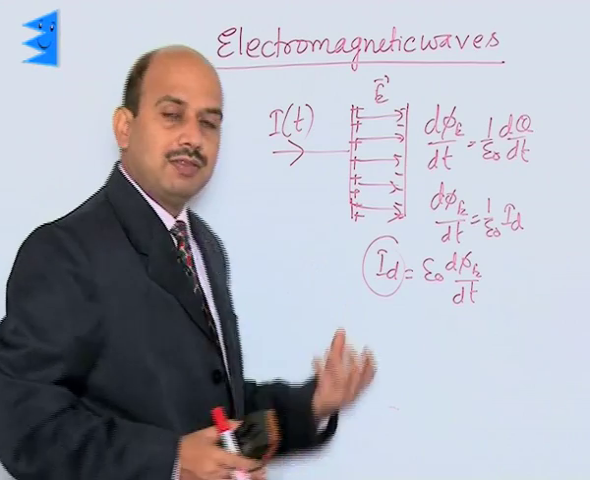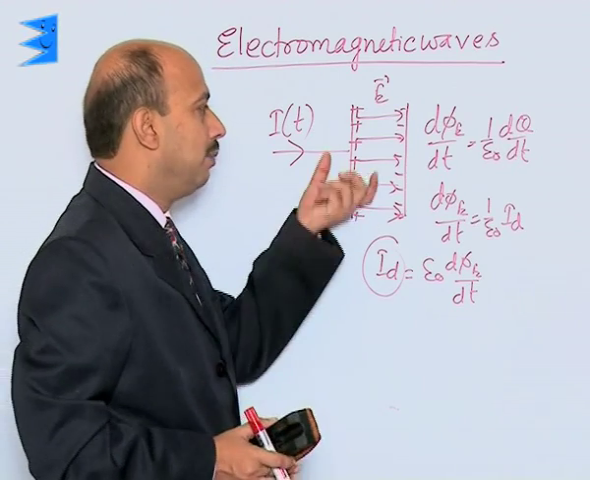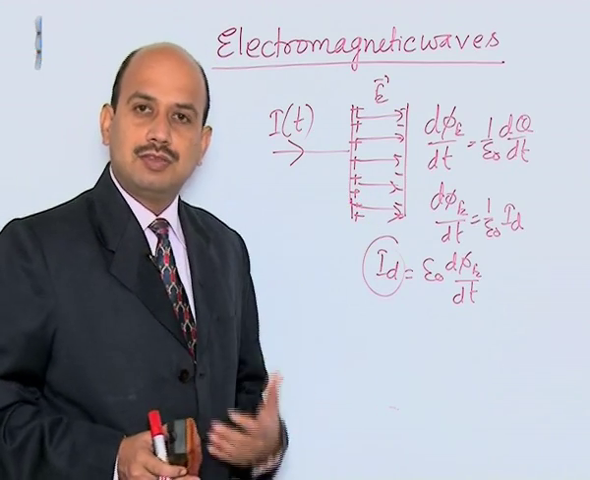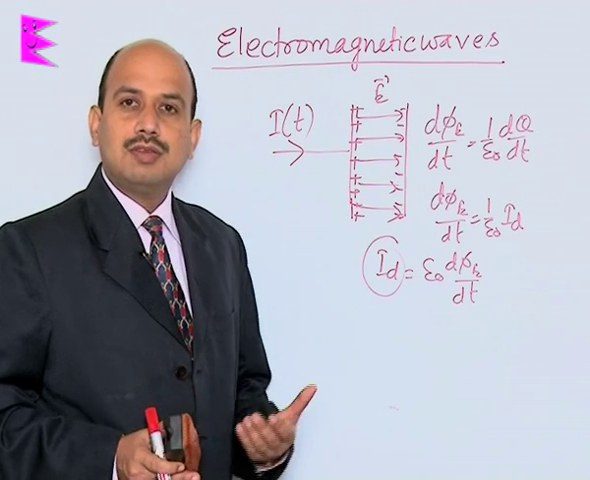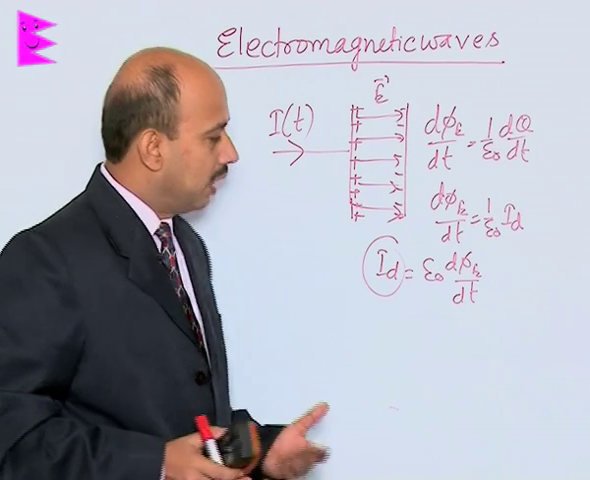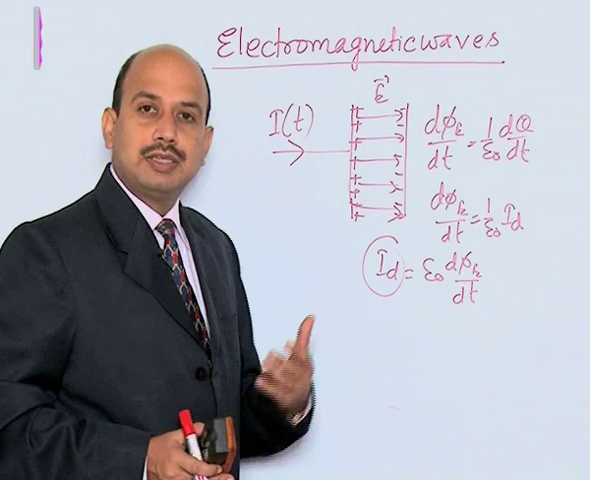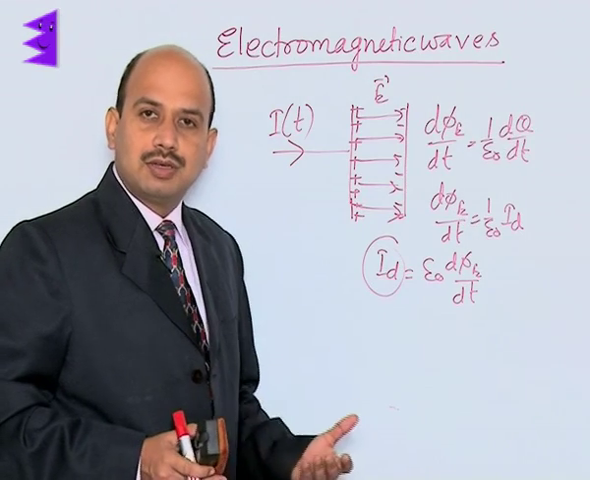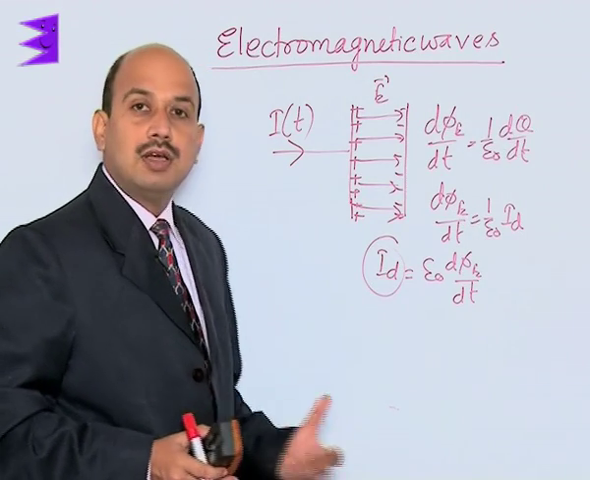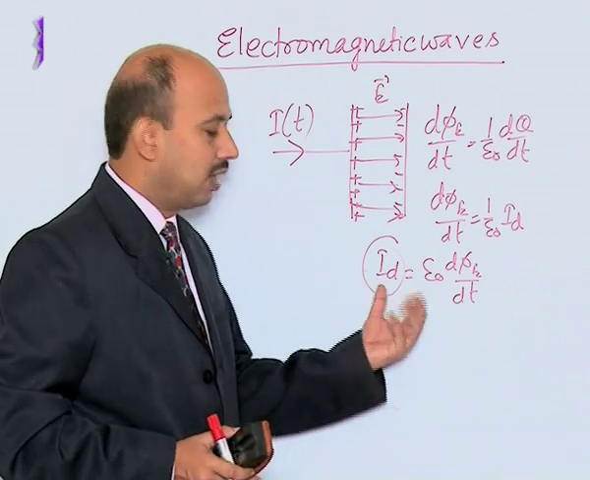When the capacitor is being charged, between the plates the electric field is changing with time. As a result, the electric flux is changing with time, and because of the change in electric flux, a current is there. That current is known as displacement current, and that is ID here.